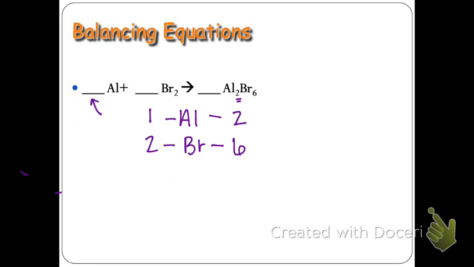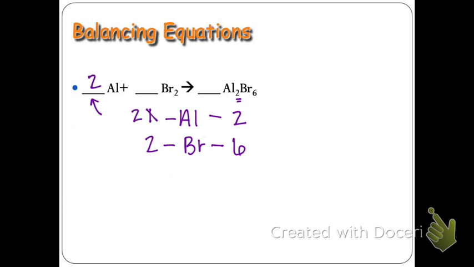Right here, this is originally a 1, right? If there's nothing there, we assume it's a 1, so I'm going to make that a 2. After I write that coefficient, I need to reflect that change in my list. So I recount and say, I don't have 1 aluminum anymore, I have 2.